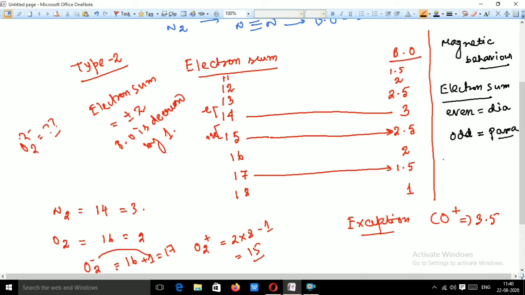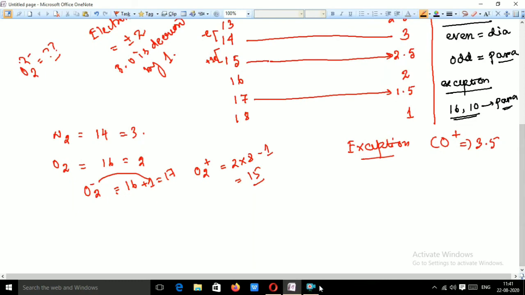But there are two exceptions also. In case of oxygen, the electron sums of 16 and 10 are both even numbers, but the compounds are paramagnetic. So please remember this exception: when the total electron sum is 16 or 10, we cannot apply the rule, and the compound will be paramagnetic. Clear?